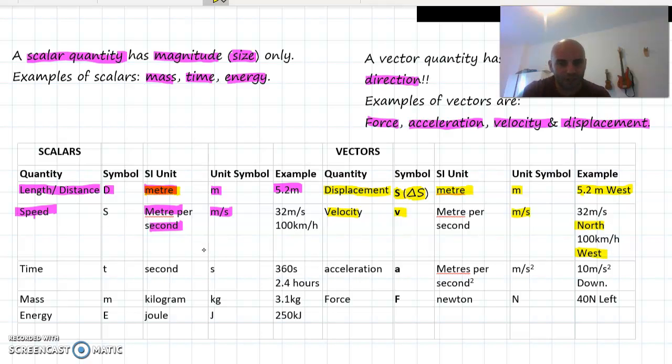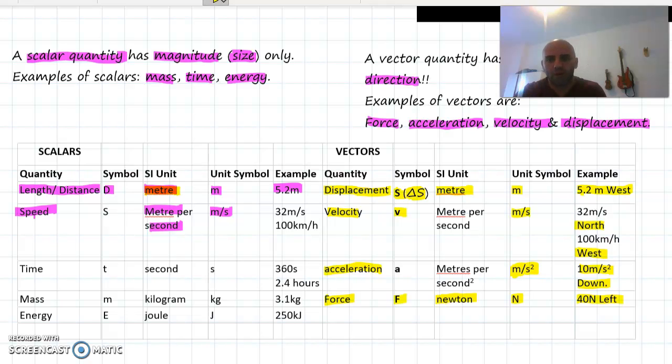Similarly, acceleration is also a vector quantity. Notice this one will have a unit of meters per second squared, and of course we'll come to that later on. This will be 10 meters per second squared down. We'll see later on that that's acceleration due to gravity. Force is another common vector quantity, especially one that we would use in forces and motion. It's got the unit, the newton. We use the uppercase N to denote its unit in the calculation. And the force will be, say, 40 newtons left or 40 newtons right. Again, it gives us the exact direction.